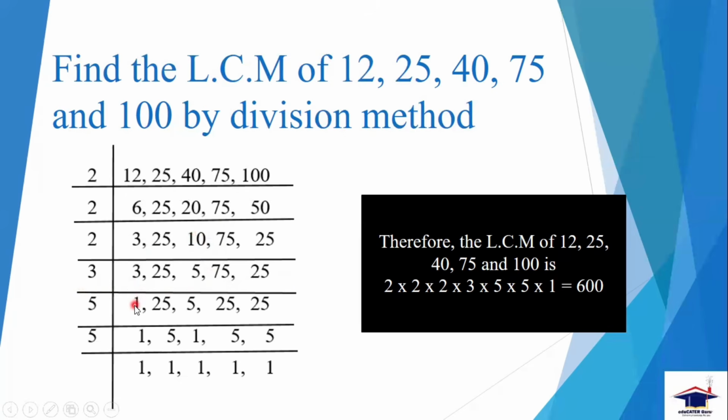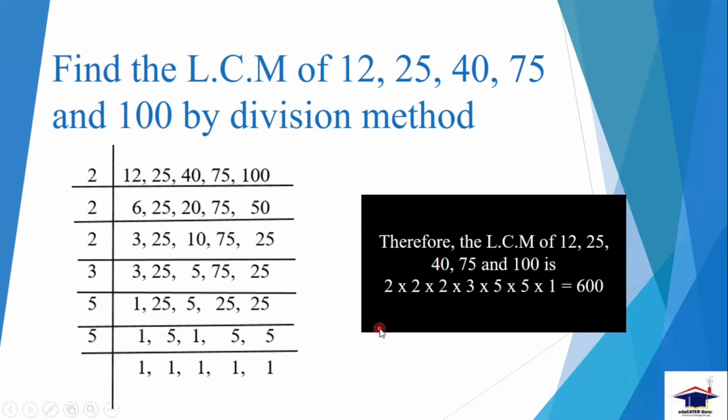So 3 1s are 3, then 25, 5 is not divisible by 3. Then 3 25s are 75. That is reduced. Then again 25 is not divisible by 3. So the remainder becomes 1, 25, 5, 25, 25. So these numbers are not divisible by either 2 or 3. So the next prime number is 5. So 5 5s are 25, 5 1s are 5, 5 5s are 25, 5 5s are 25. Likewise, if you do, you will get the remainder as 1.